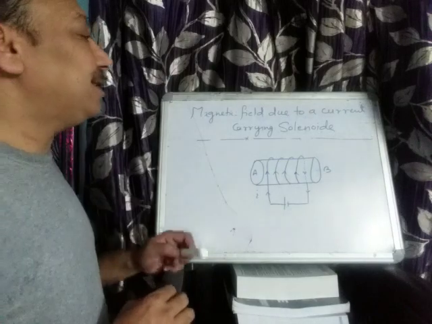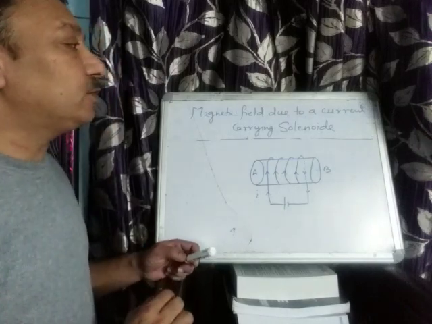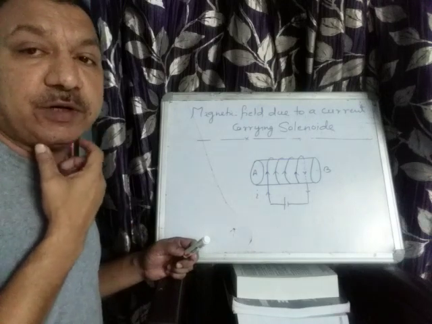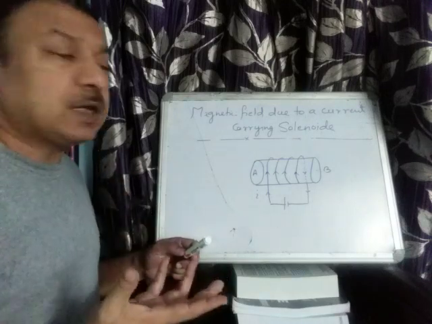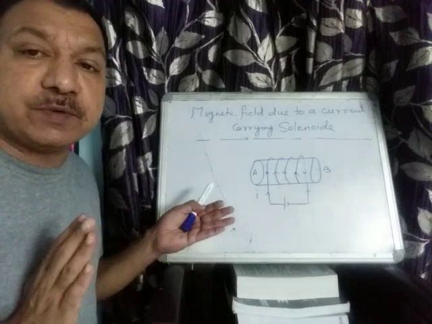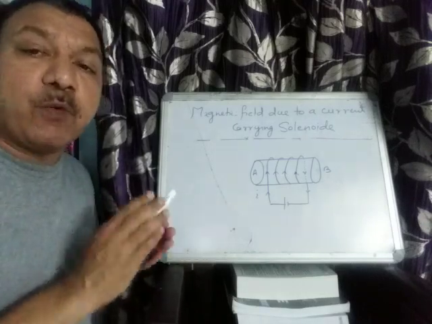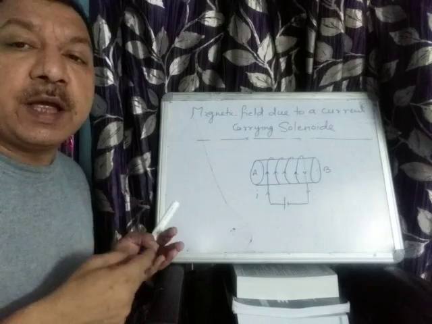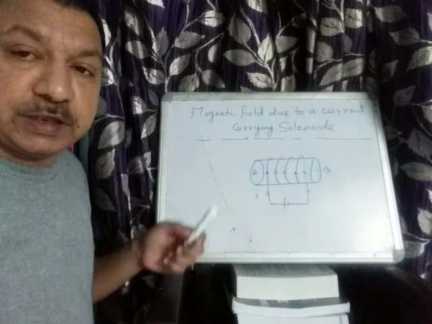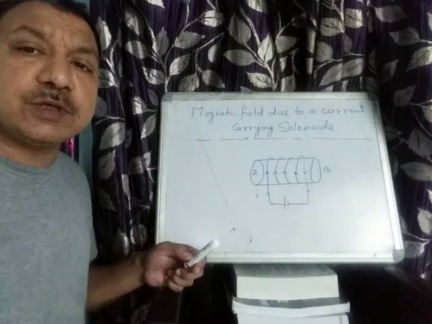Now see the third one, magnetic field due to a current carrying solenoid. So first we should know what a solenoid is. Solenoid is very simple. Suppose there is a copper wire having n turns; it is a collection of a number of circular loops. One circle is known as a circular loop, and if there are so many circles connected with each other, it becomes a solenoid.